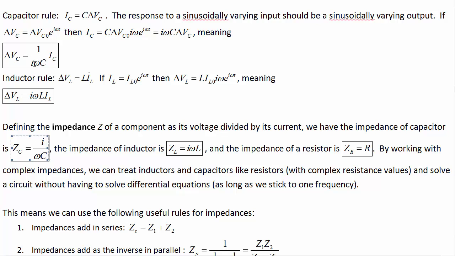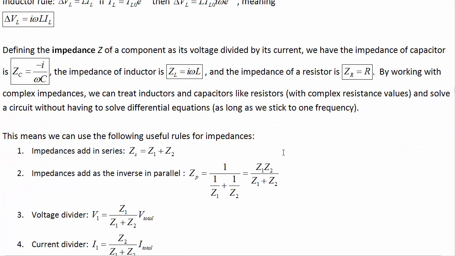Recall that you could multiply numerator and denominator by i, and then the i squared in the denominator is going to become a negative 1. So that's how the i becomes negative when it moves up. Zc is negative i over omega C, or 1 over i omega C. And the impedance of the inductor is i omega L. The impedance of a resistor is just its resistance.